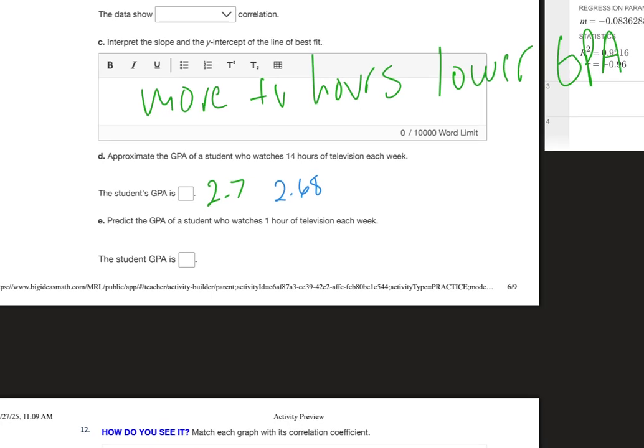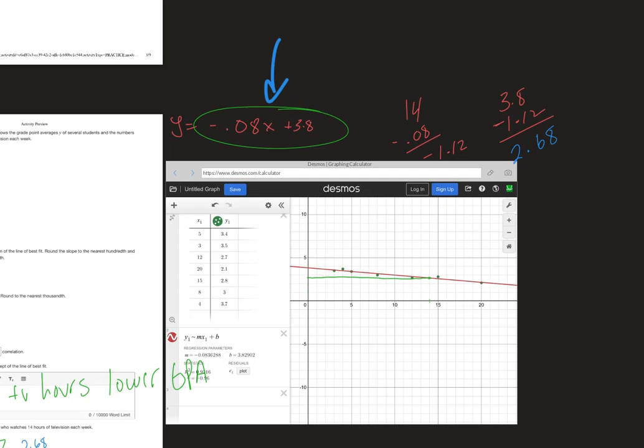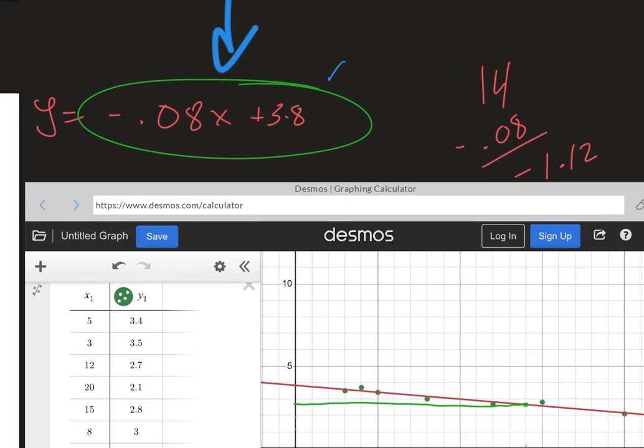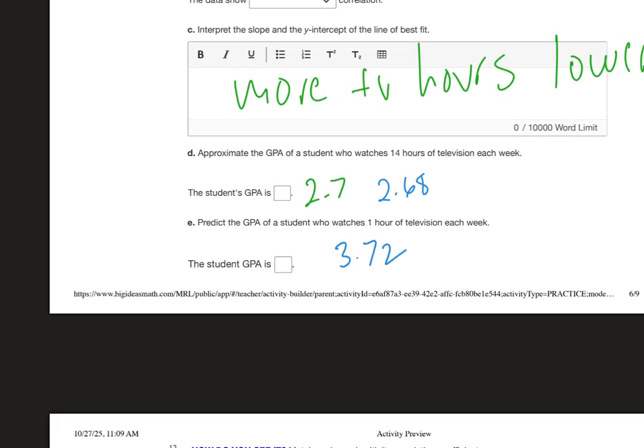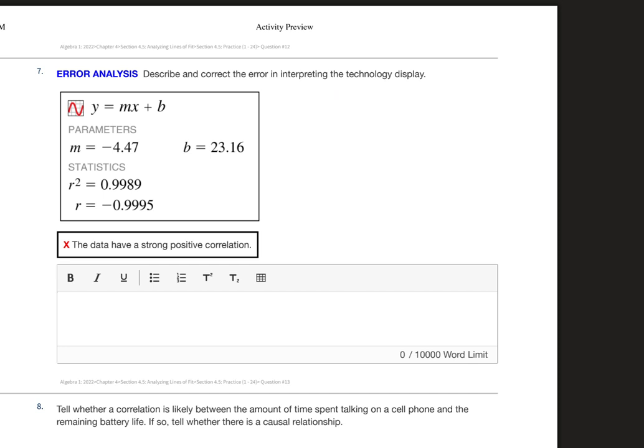Predict the GPA of a student who watches 1 hour of television each week. And so we could do the same thing. Basically, it's going to be 3.8 minus 0.08, which would be 3.72. So 3.72.